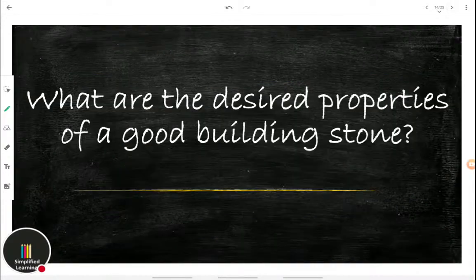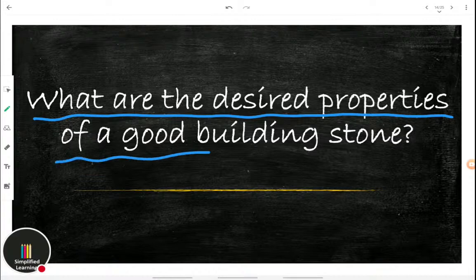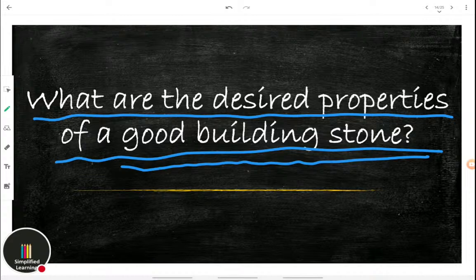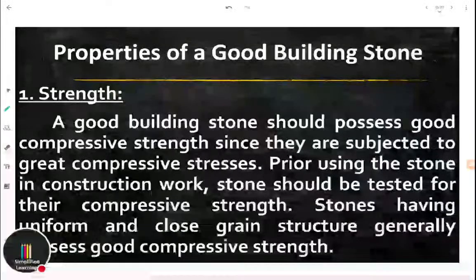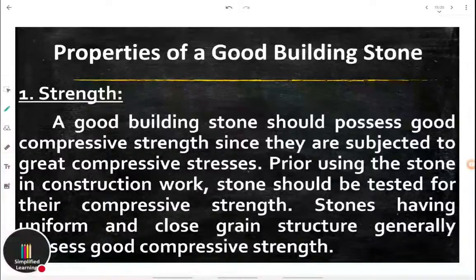Okay, let's move to the next question, which is: what are the desired properties of a good building stone? For a building stone to be used in construction, what are the various properties it possesses? Let's go to the question. The first one, strength. When we are talking about strength of a stone, it specifically means compressive strength.